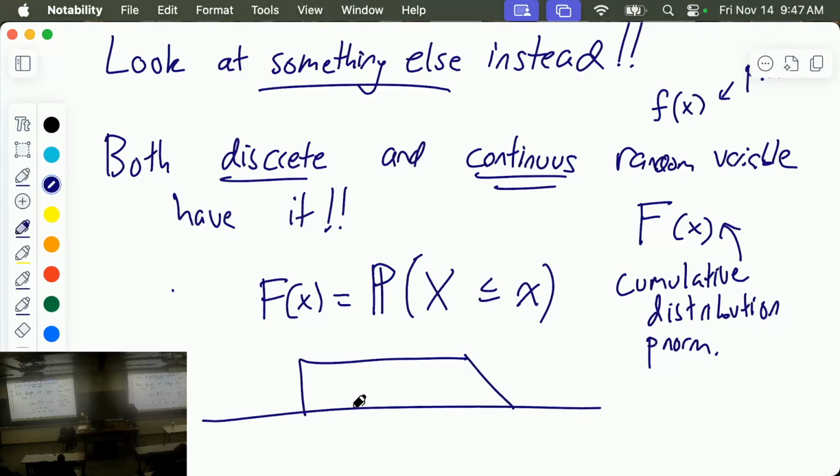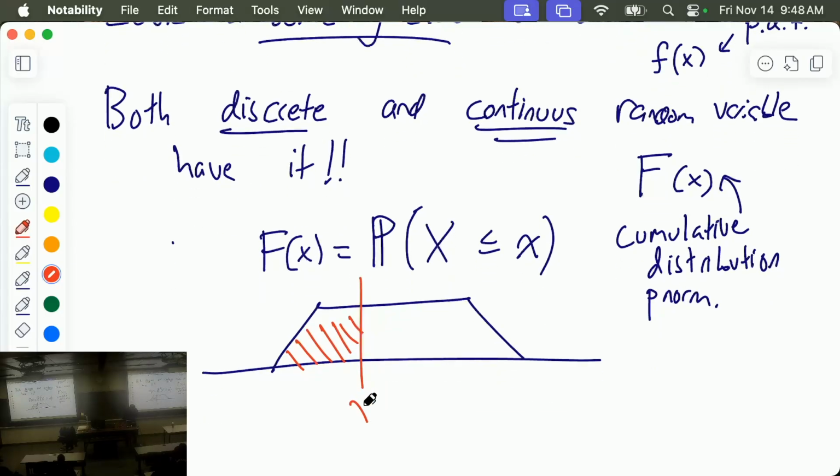Maybe you have some picture like this. Ooh, here, I'll draw the one from the midterm. That's a good one. All right, there we go. And then you have F of x is the area up to some point x. And someone could ask a question like, for what value of x is F of x equal to 1/3? That could be a valid question. And then you would find the area up to this point x. Okay, so that's the cumulative.